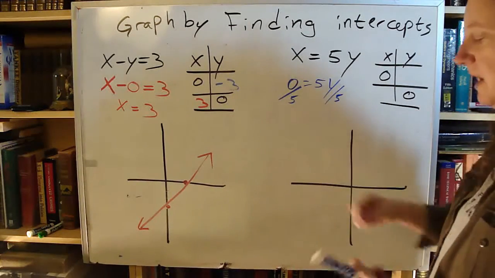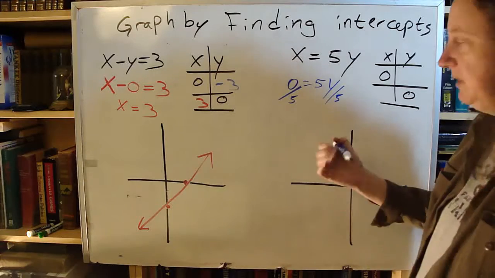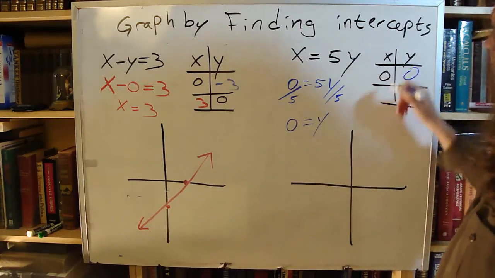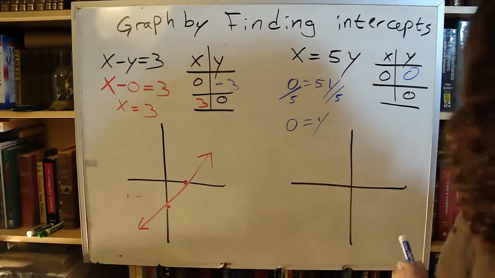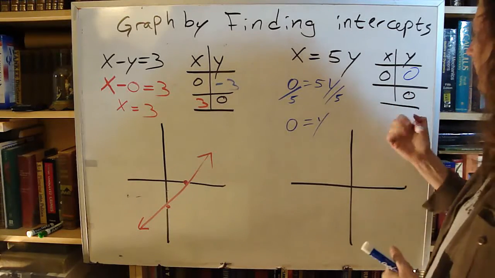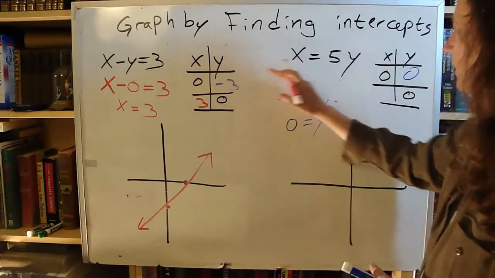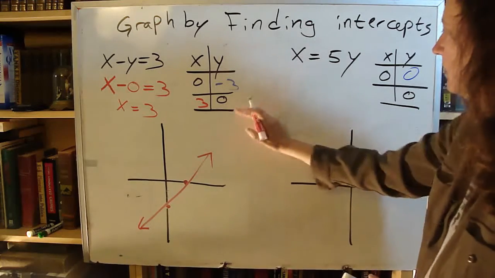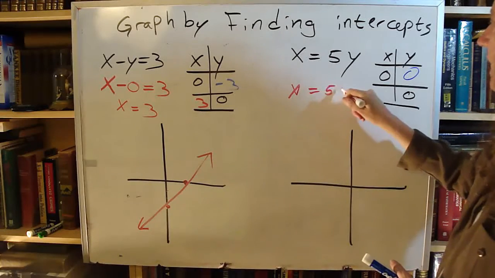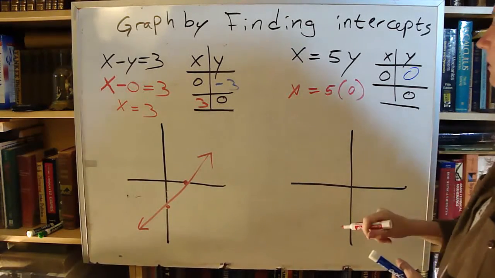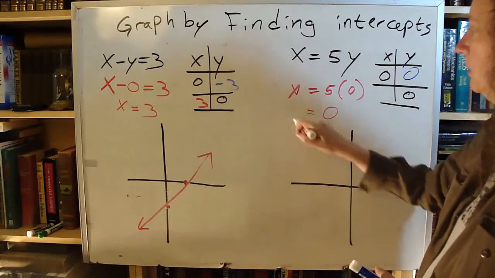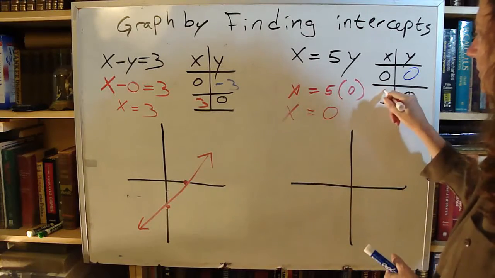So 0 divided by 5. I type that on my calculator. It gives me 0. 0 equals y. Fill in the number. Now I have the other one here. If I make y equal to 0, I have x equals 5 times 0. 5 times 0 is 0. So x equals 0. Fill in my number there.